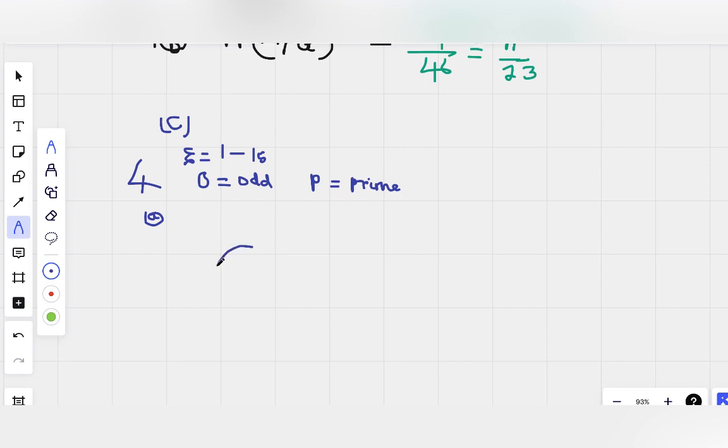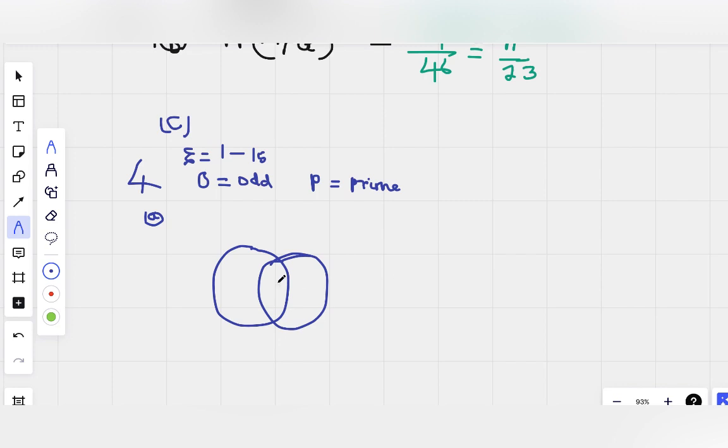We're going to draw two circles, one for odd numbers and the other one for prime numbers. Definitely they will overlap. Why are we sure they will overlap? Because there are prime numbers that are odd numbers. Many prime numbers are odd numbers. Therefore they overlap. Okay? They overlap.